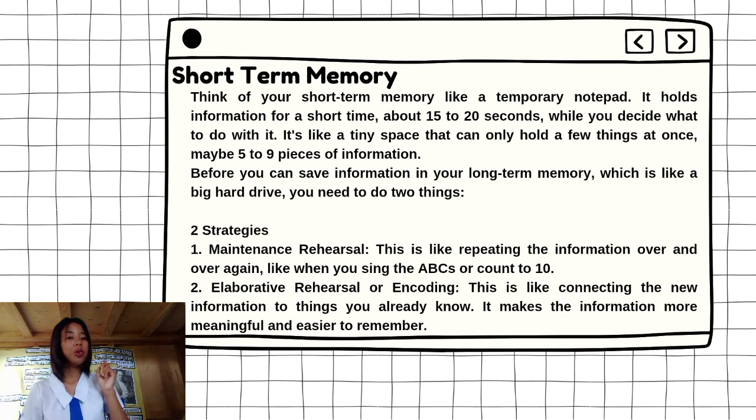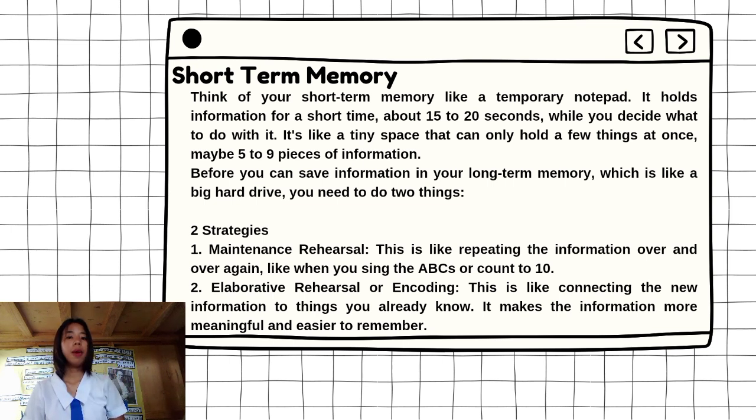Think of your short-term memory like a temporary notepad. It holds information for a short time, about 5 to 20 seconds, while you decide what to do with it. It's like a tiny space that can only hold a few things at once, maybe 5 to 9 pieces of information. So before you can save information in your long-term memory, which is like a big hard drive, you need to do things. So there are two strategies.